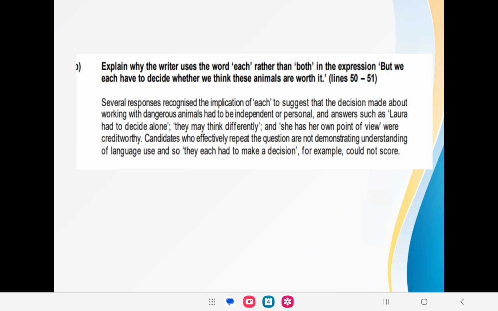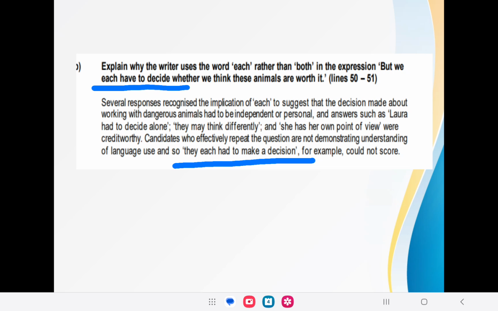Now some students wrote this line: "they each had to make a decision." Now it is already written in the question. Okay, you are right, they each had to take the decision, but the same thing is written in the question, that we each have to decide. If you are repeating the word each in your answer, that means you are repeating the words of the text. See, "what we each have to decide," "they each had to make a decision." So it's the same thing. If you just repeat the same thing here, you are not going to get marks for that, because it is already written in the question.